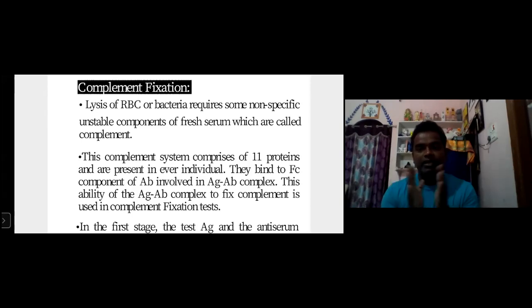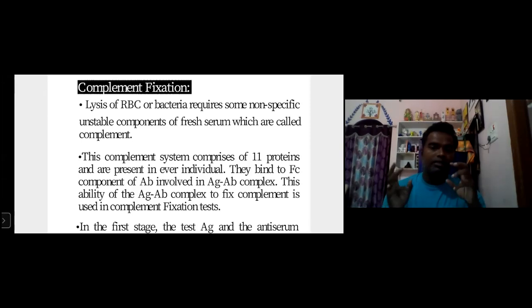So what happens in that? Complexes occur, clotting occurs, precipitation occurs, and opsonization will occur. So totally different complexes occur. These complexes are called immunocomplexes.